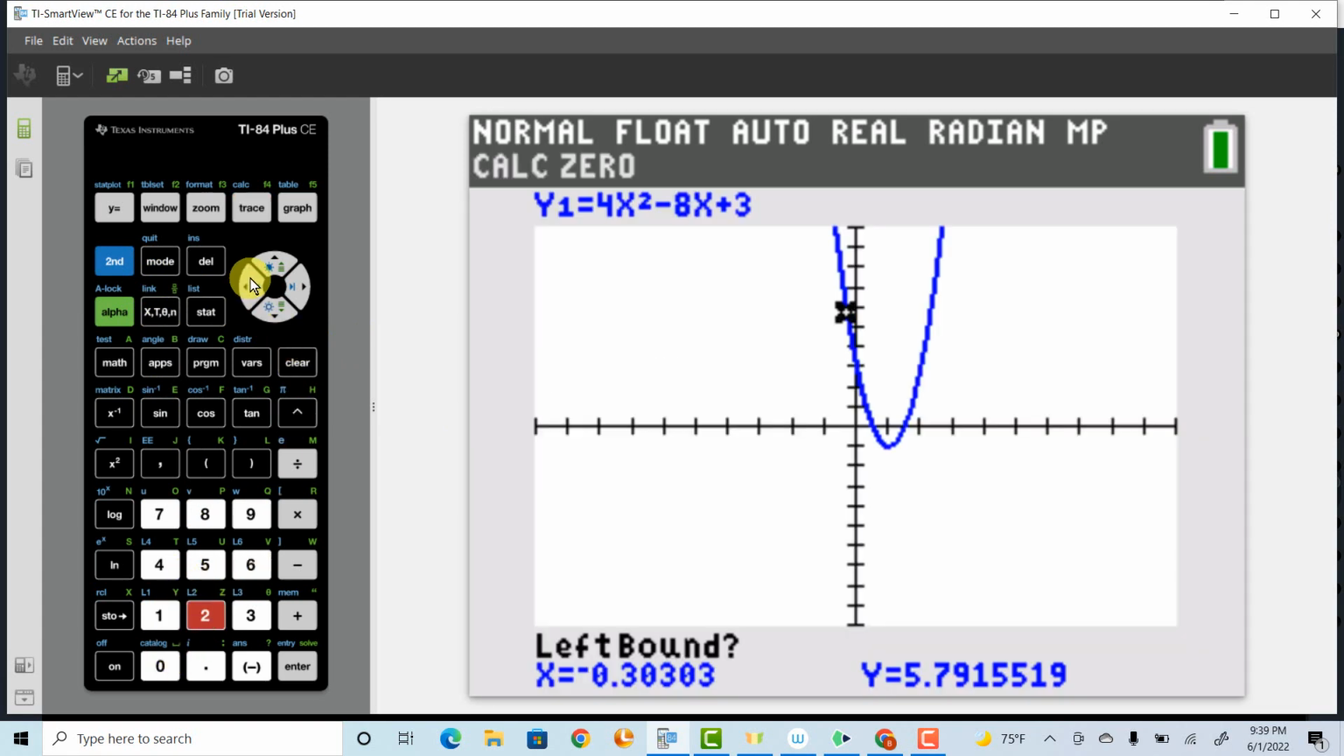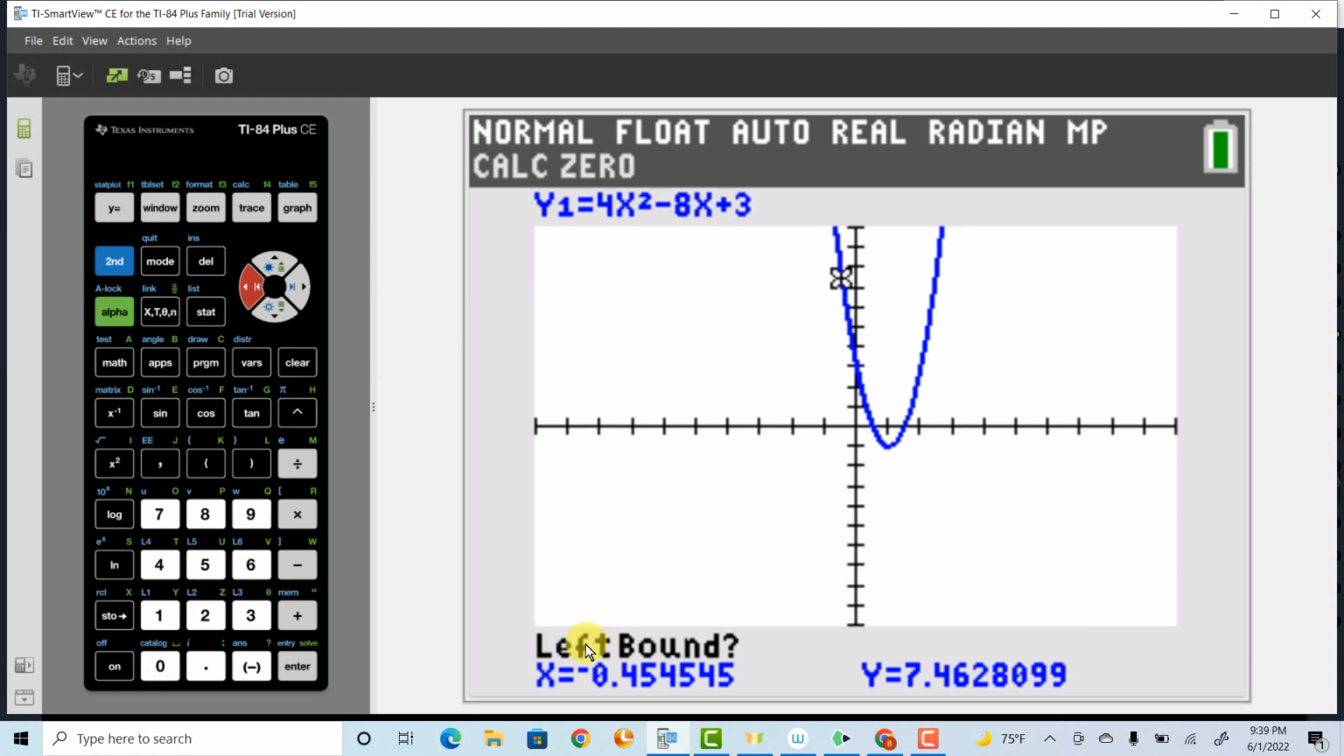Okay, when you press that, the calculator is asking for a left bound. See down the bottom here? Right? It's asking for a left bound. What the calculator is doing is it wants to know what part of the graph we're talking about. Okay, so I'm going to press enter, and I just have to make sure that when I press enter that I am to the left of that point right there. That's the point that I'm trying to calculate. So I need to make sure that I'm to the left of that.